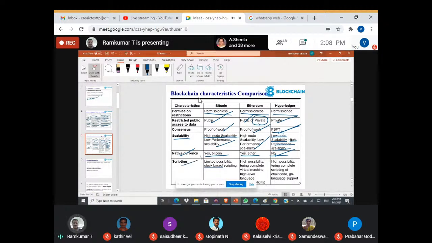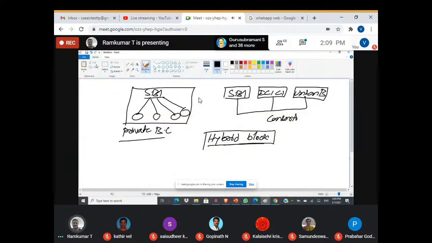And this is about scripting, which means that if I want to write my own code in a particular blockchain technology, then with Bitcoin there is limited possibility. I should say it is not possible to write your own code and deploy it on the blockchain. Whereas with Ethereum, there is a high possibility of writing code. Why is it not possible in Bitcoin, and why possible in Ethereum? That I will confirm.